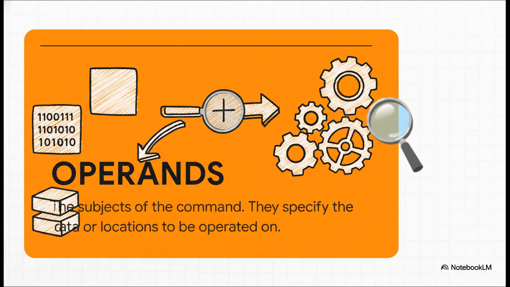But a verb doesn't do much without a noun, right? And that's where the operands come in. They're the subjects of our little sentence. If the opcode is add, the operands are the things you're telling the computer to add. They point to the data, or the registers, or the memory locations where that action is going to happen.